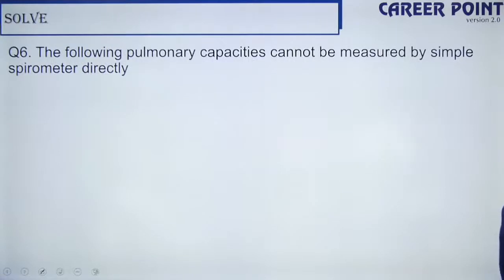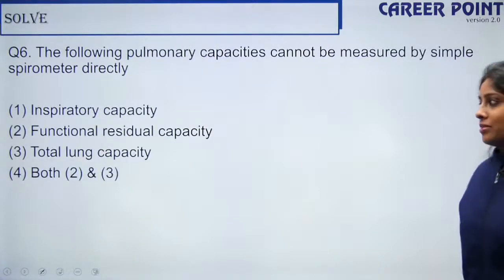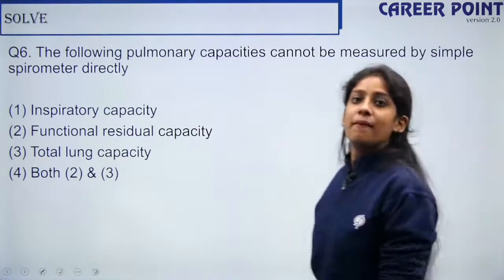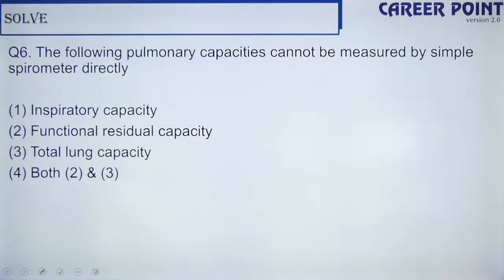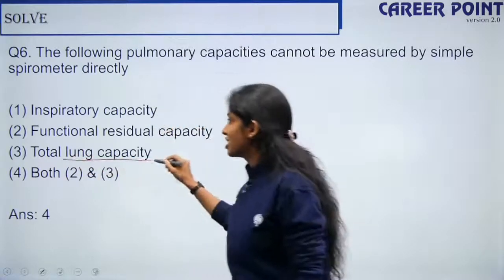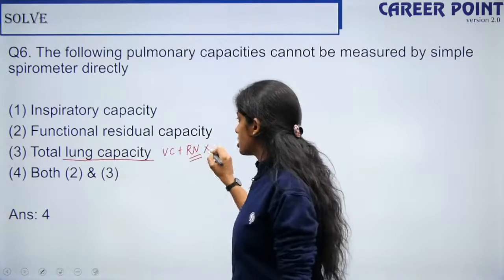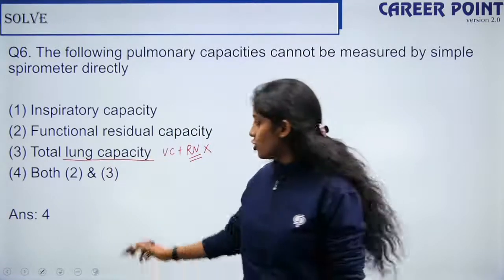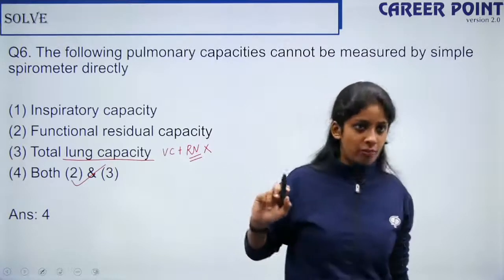Question 6. The following respiratory capacities cannot be measured by simple spirometer directly. I guess you have already given me the answer for this. Can you tell me the right answer from the given options now? Which is that? Inspiratory capacity, functional residual capacity, total lung capacity, or both 2 and 3. You say option 2, but it is both 2 and 3. Even the total lung capacity cannot be measured, because total lung capacity is vital capacity plus the residual volume. We cannot measure this, so it is also not measurable. So it is option 4, option D.